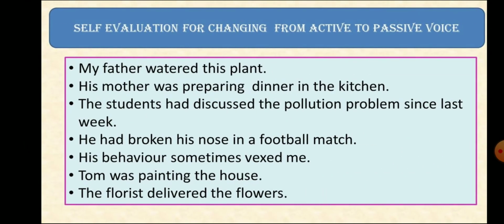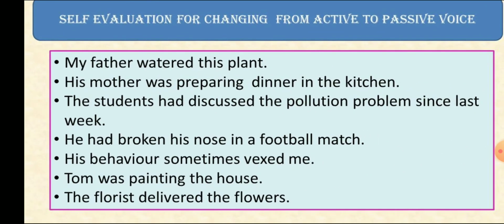Next, let us see a few more examples of how to change from active to passive. My father watered this plant. His mother was preparing dinner in the kitchen. The students had discussed the pollution problem since last week. He had broken his nose in a football match. His behavior sometimes vexed me. Tom was painting the house. The florist delivered the flowers.